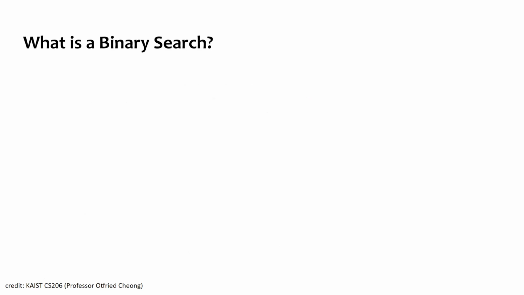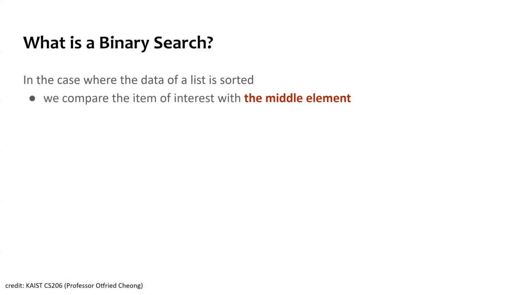Then what is a binary search? Today's main topic. In the case where the data of a list is sorted, we are assuming that data inside the given list is sorted. Then we can do something like this. We compare the item.